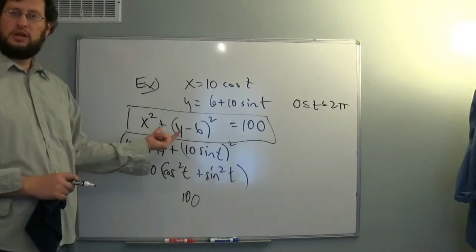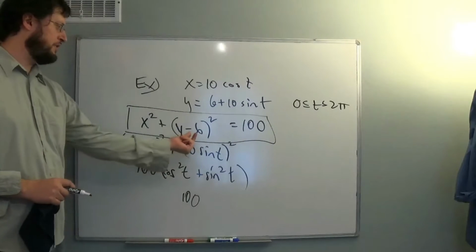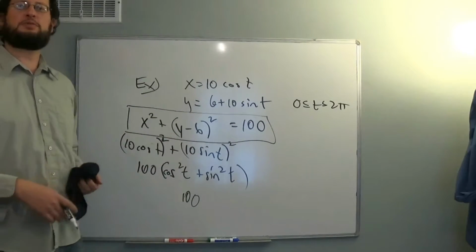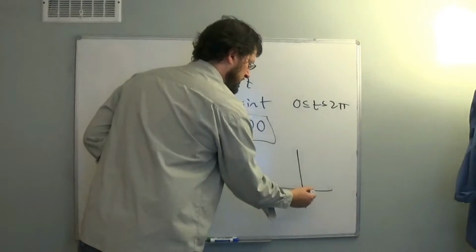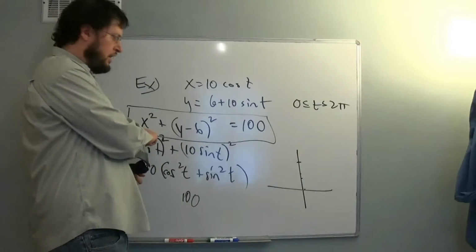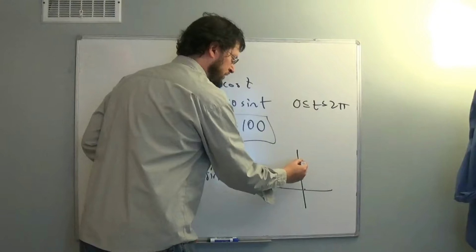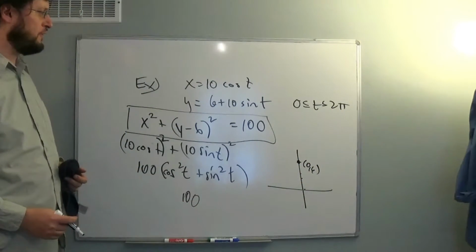This is a circle. Right, x squared plus y squared equals 100 would be a circle of radius 10, but since we have y minus 6, that means we've shifted 6 units in the y direction. We haven't shifted the x center, but we have shifted the y center. The center is the point (0, 6). That's the center of the curve.